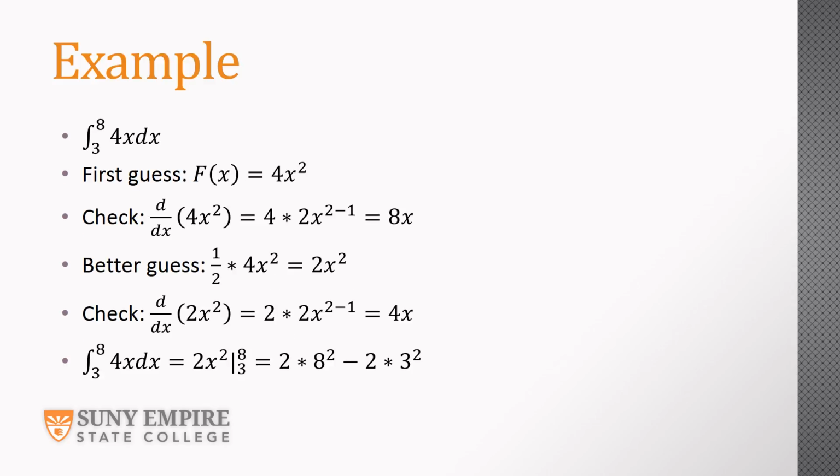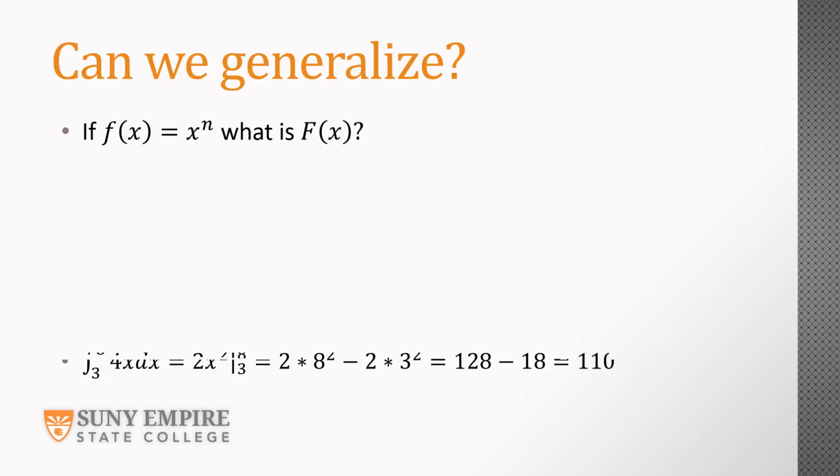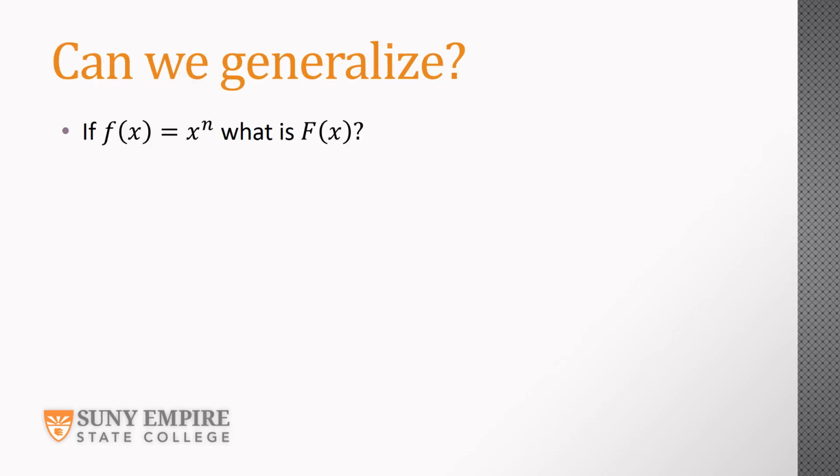So to find the actual integral, we find the function 2x squared evaluated from 3 through 8. Plugging in, we have 2 multiplied by 8 squared minus 2 multiplied by 3 squared. Completing the calculations, we find the area to be 110 square units. Can we generalize to find the integral for any polynomial function?